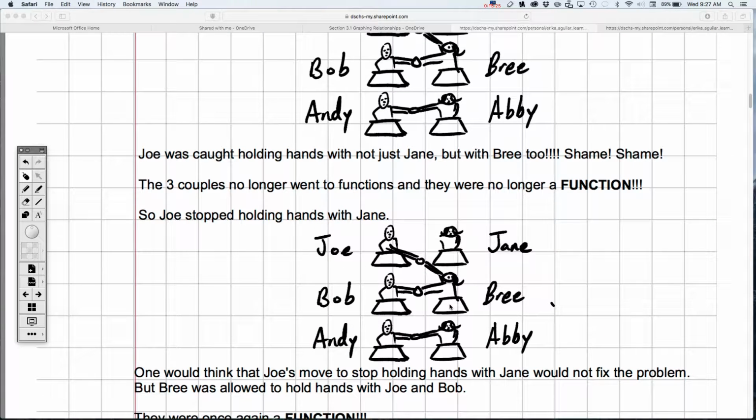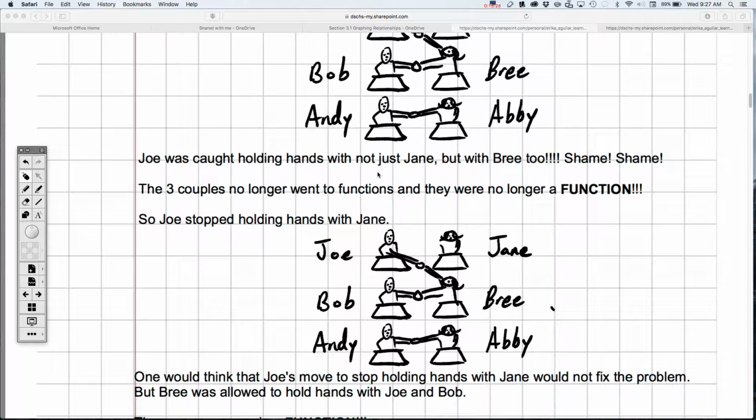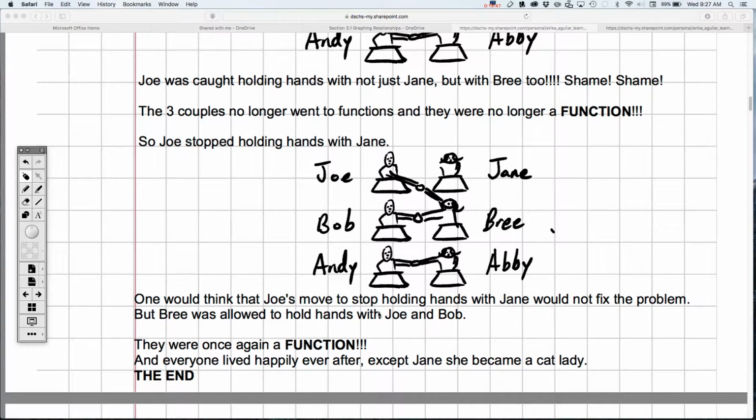So Joe was caught holding hands with not just Jane, but with Bree too. Shame, shame. The three couples no longer went to functions, then they were no longer a function. So Joe stopped holding hands with Jane. One would think that Joe's move to stop holding hands with Jane would not fix the problem, but Bree was allowed to hold hands with Joe and Bob. They were once again a function, and everyone lived happily ever after except Jane. She became a cat lady. The end.